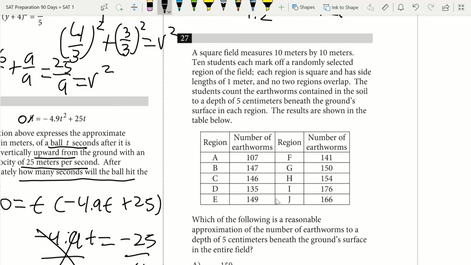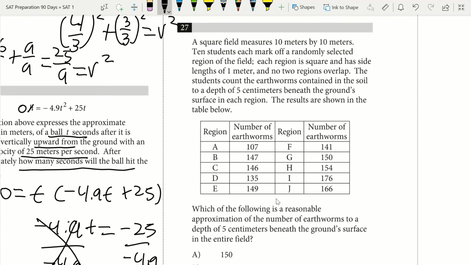Next up, we've got a fairly long word problem. At this point, we've already answered all of our free response, so it's really our best move. At this point, we have so much time left as well that we can just go ahead and do 27. A square field measures 10 meters by 10 meters.